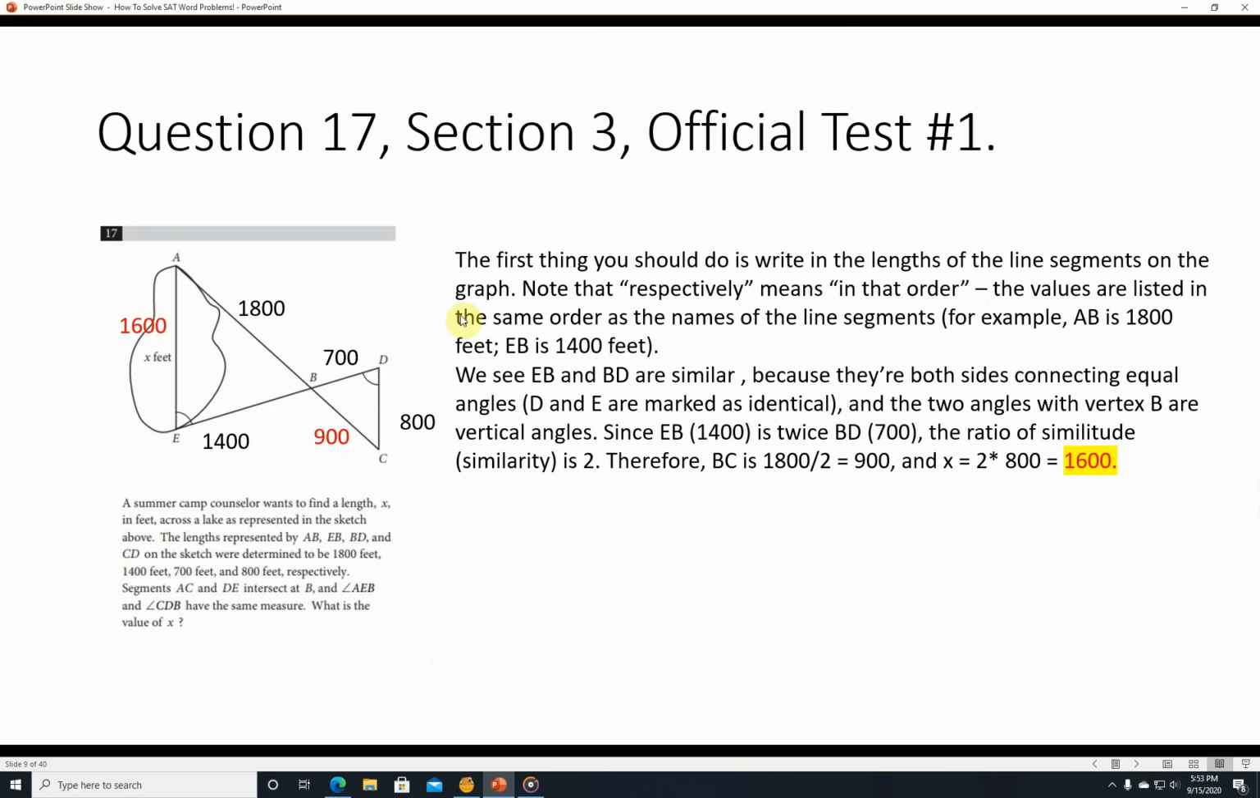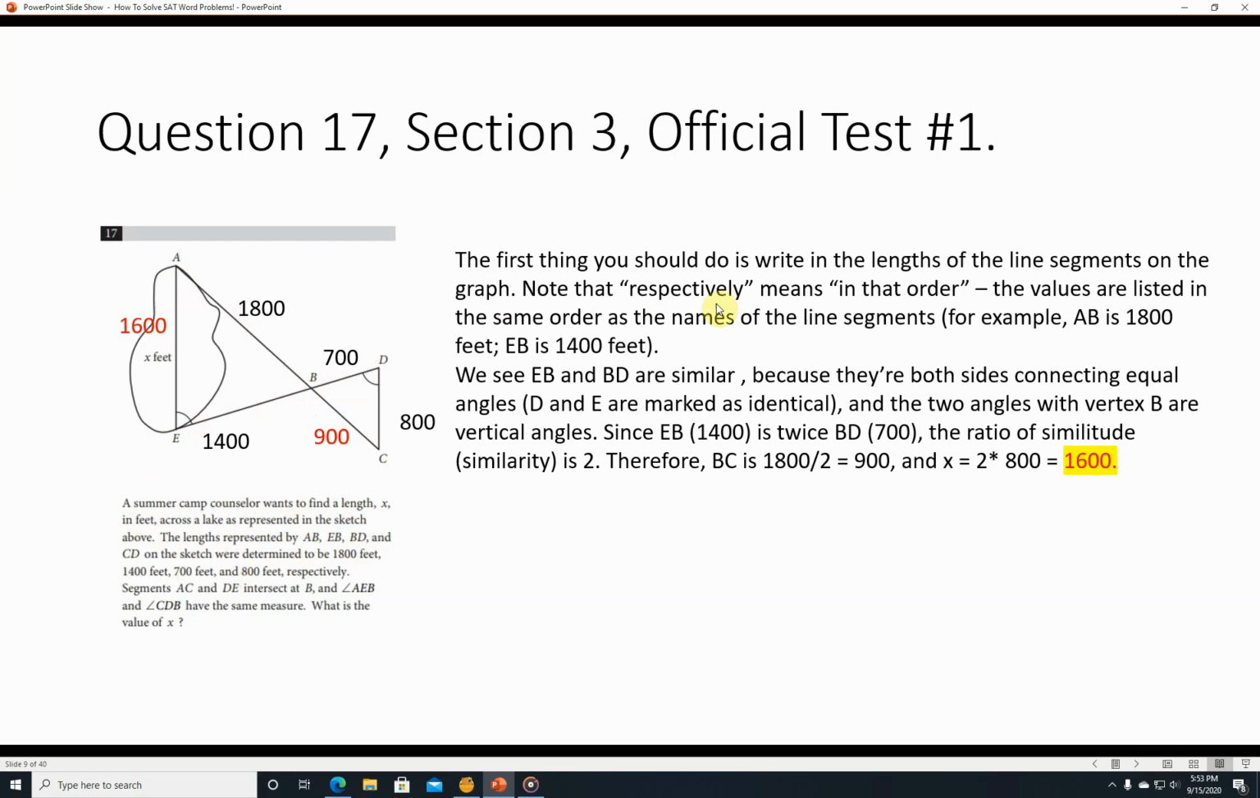Question 17, Section 3, Official Test Number 1. So we're going to read the problem here. A summer camp counselor wants to find a length X, here's X, in feet across a lake as represented in the sketch above. So the lengths represented by AB, there's AB, EB, there's EB, BD, there's BD, and CD were determined to be 1,800 feet, 1,400 feet, 700 feet, and 800 feet respectively.